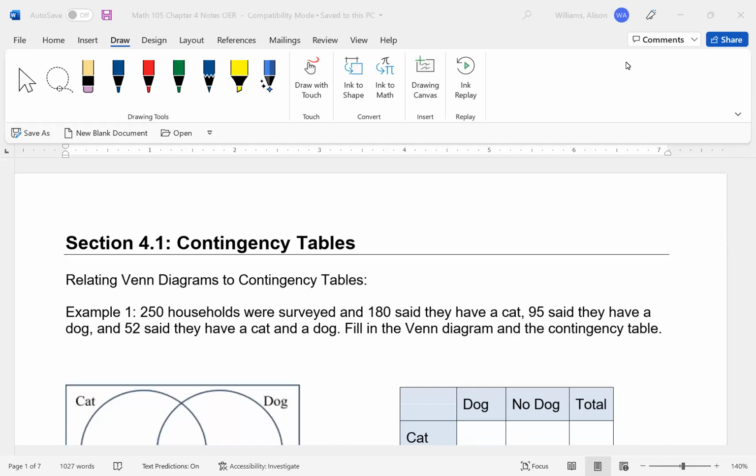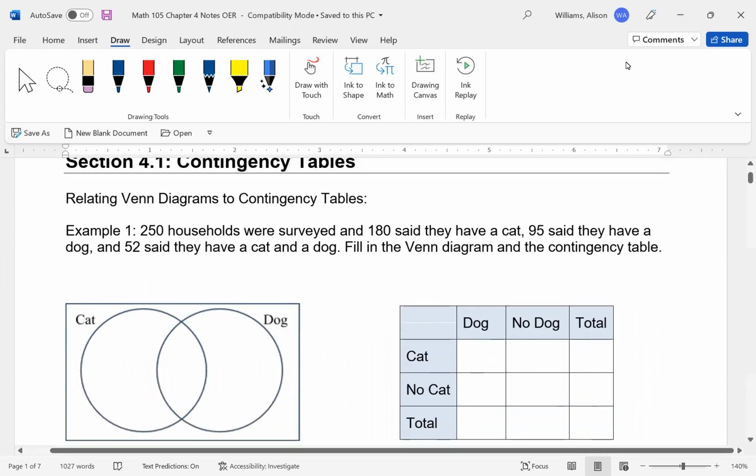In this video, we're going to talk about contingency tables. Now, we're going to use the idea of Venn diagrams to relate to what is called a contingency table and kind of build from there. So most of us have had some sort of experience with a Venn diagram.